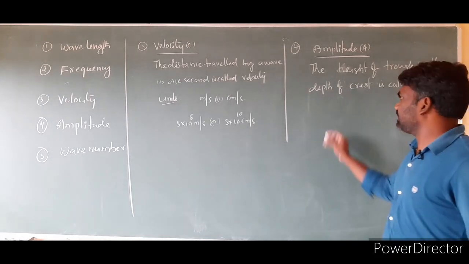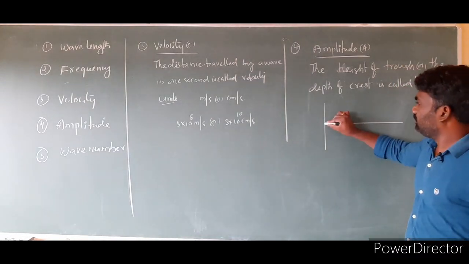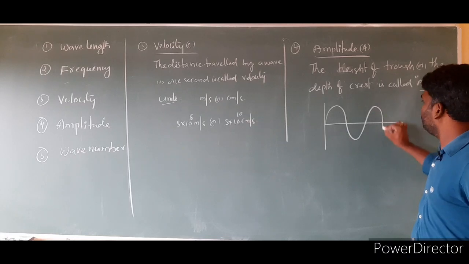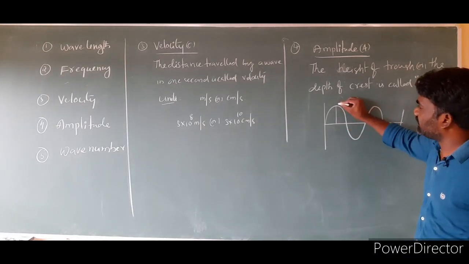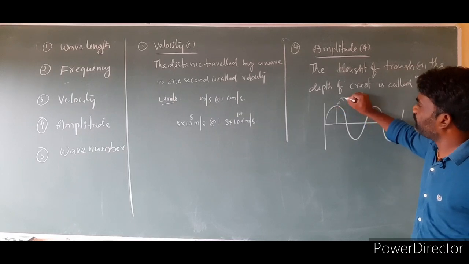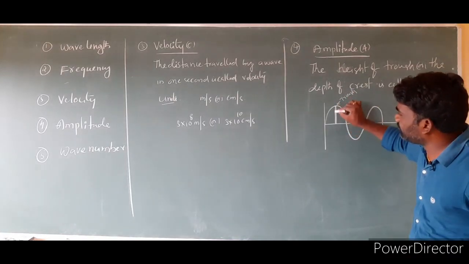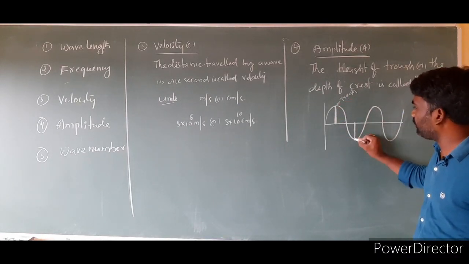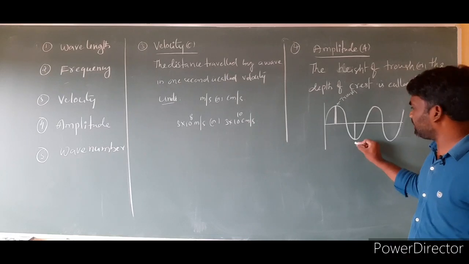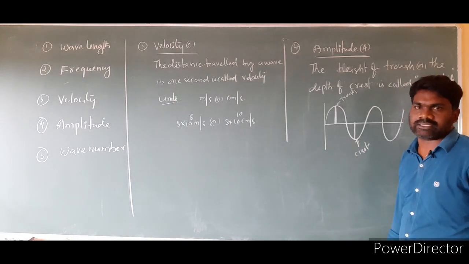This definition meaning is I am drawing a wave, right? This is the wave. This we have to call as a crest. This is the trough, and this is the height of the trough. And from here to here, we have to call it as the depth of the crest. It is a crest, and that is the depth of the crest.